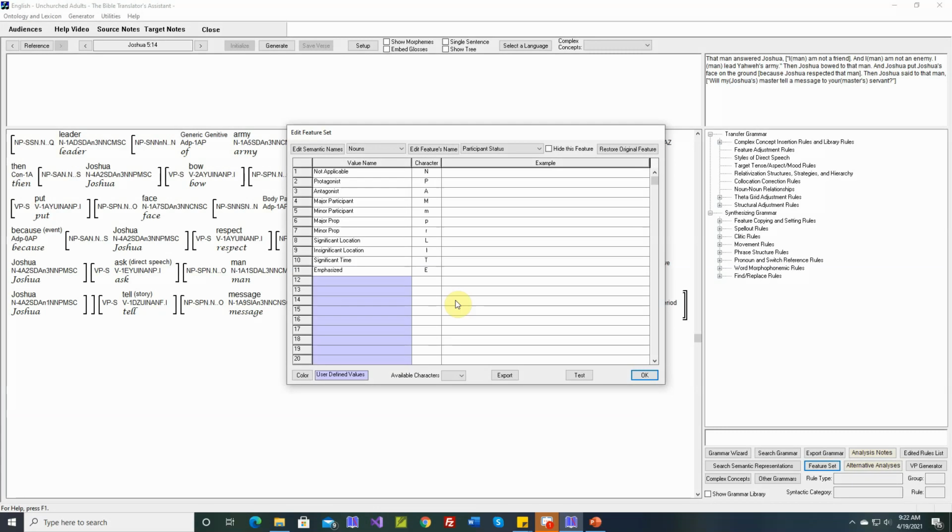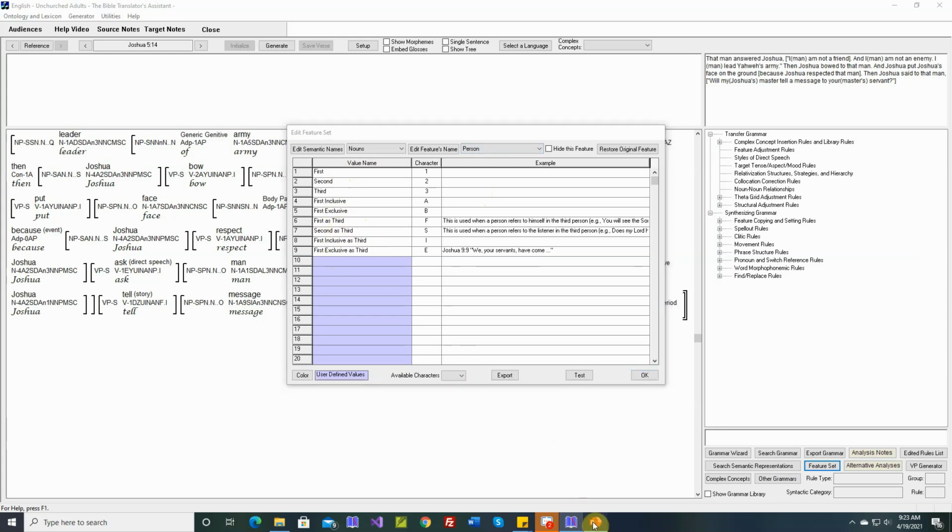Recently, we've added some new values to two of the nouns features, and I'd like to tell you about those here. First, let's go to noun person. Previously, we had first, second, third, first inclusive, and first exclusive. We've added four new values. First is third, second is third, first inclusive is third, and first exclusive is third. These are used when the speaker refers to either himself or the listener in the third person.